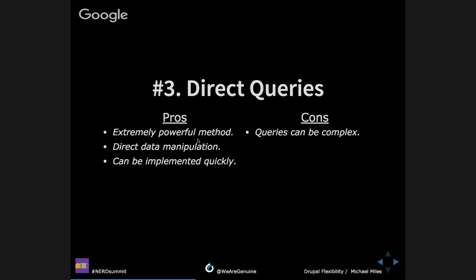The cons of this method: queries can be complex. Drupal is known to have a very complex database schema. There are lots of tables involved, in Drupal 7 and Drupal 8 especially. This means that if you are not 100% sure of where a piece of data lives in the database, changes you make with a direct query may not be stable.